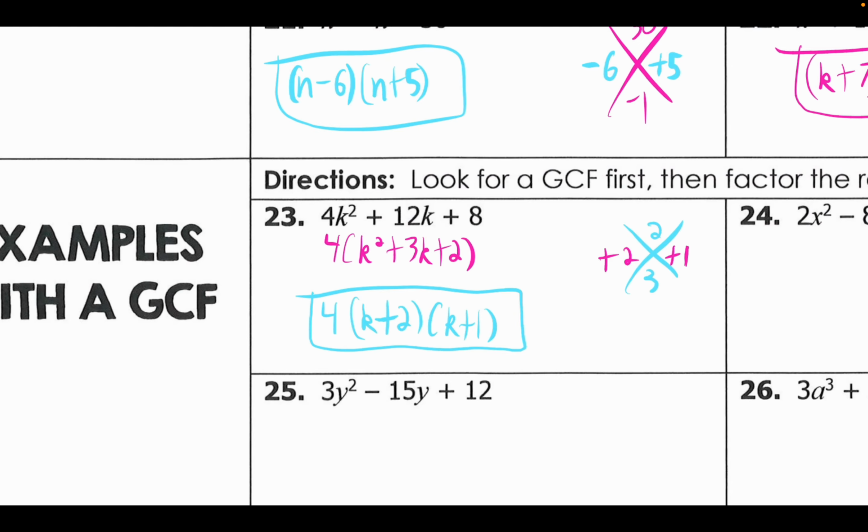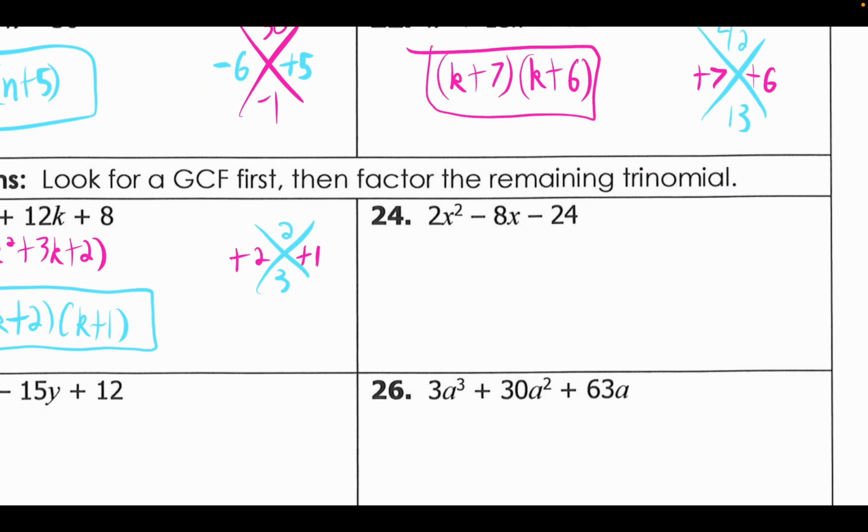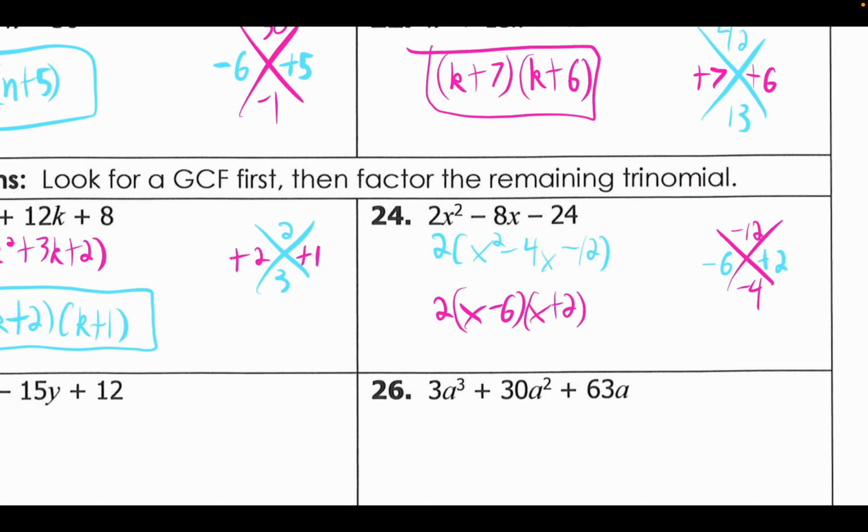So on number 24, we'll do the exact same thing, just a different GCF. This time the GCF is 2. And we're left with x squared minus 4x minus 12. And then we'll go ahead and make our x based upon these new numbers. And that'll give us negative 12 at the top and negative 4 at the bottom. And it'll be a negative and a positive, and it's negative 6 and positive 2. And so our factors are x minus 6 and x plus 2, with the GCF of 2 out in front. And that's our answer.